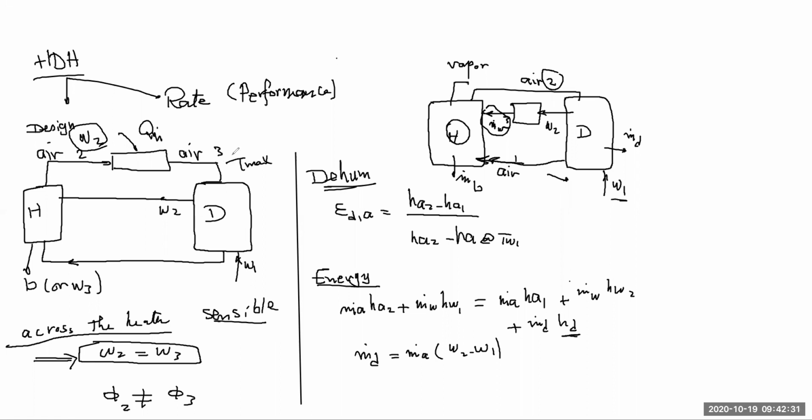When you look at the problem statement, you'll find that at state number 3, you have only one property, which is basically not enough. But this is made based on the assumption that you would know that the value of omega across the heater is constant and it is not changing. So this is basically the kind of trick that you can see in an HDH problem.